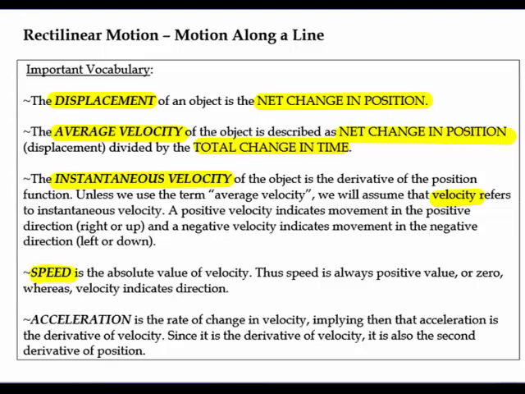Speed. Speed is the absolute value of velocity. Speed is non-negative. It can be 0, it can be positive, it cannot be negative. And last but not least, acceleration is your instantaneous rate of change of velocity, implying that acceleration is the derivative of velocity. Since it's the derivative of the velocity, it's the second derivative of position.